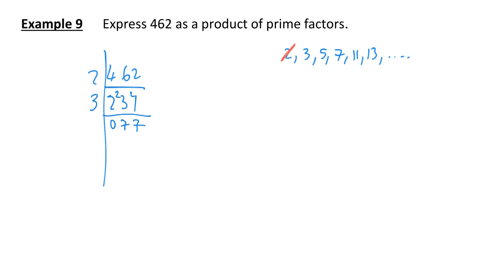77 is not divisible by 3 because 7 plus 7 is 14, so we've exhausted 3. It doesn't end in a 5 or 0, so it's not going to be divisible by 5. So let's try 7. 77 divided by 7 goes 11 times. It's no longer divisible by 7, so we can divide by 11 to get 1. So we've reached the magic number of 1 at the end. So now 462 is equal to 2 times 3 times 7 times 11.